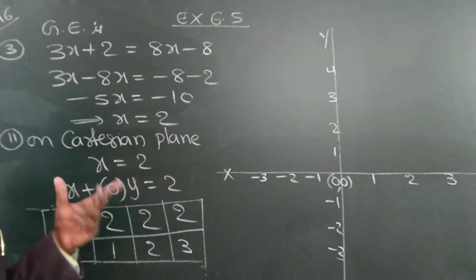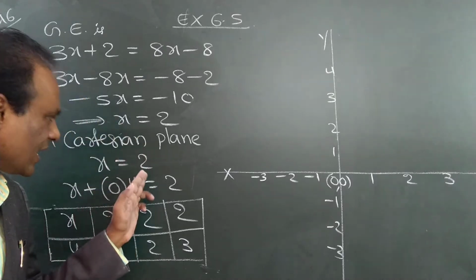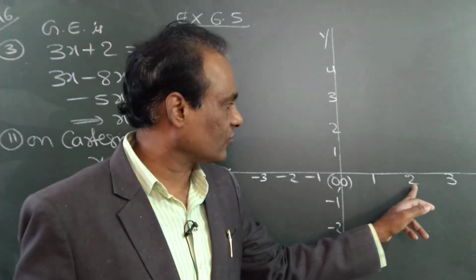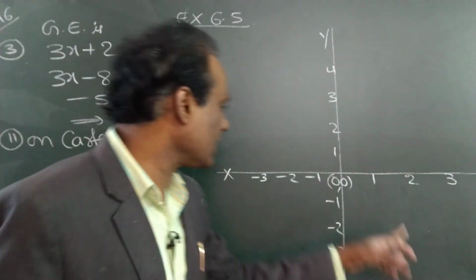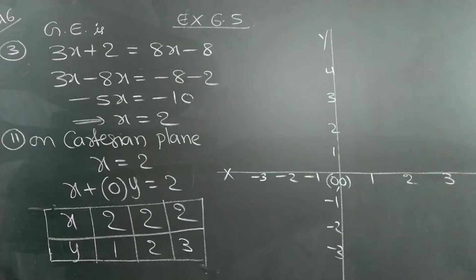Without this table also we can draw this line. X is equal to any number will be parallel to the y axis. From 2, draw the line, that is the x is equal to 2 line. Otherwise, if you plot the points, it has the same meaning.